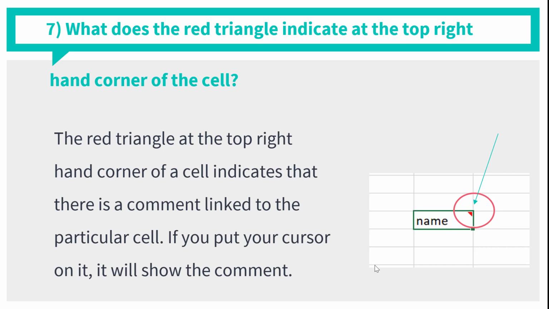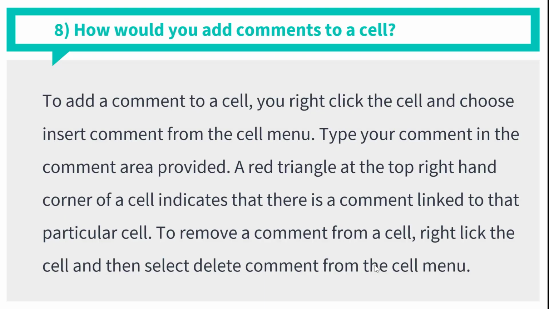What does the red triangle indicate on the top right of a cell? As you can see in the slide, the red triangle at the right top corner of a cell indicates that there is a comment linked to that particular cell. If you put your cursor on it, it will show the comment.